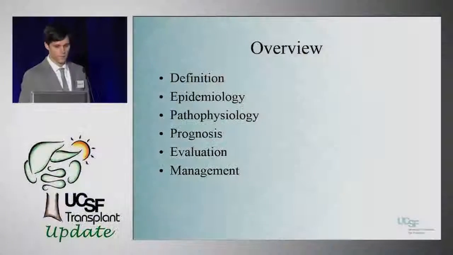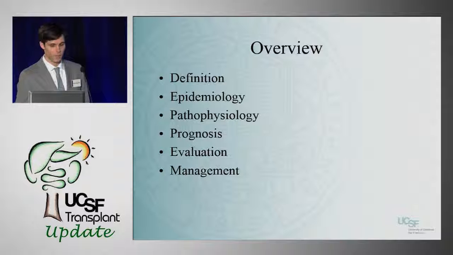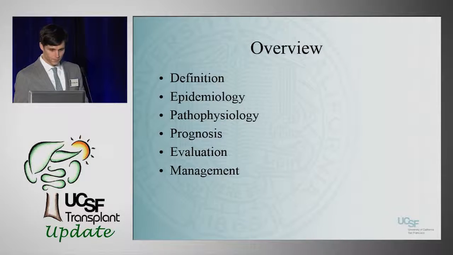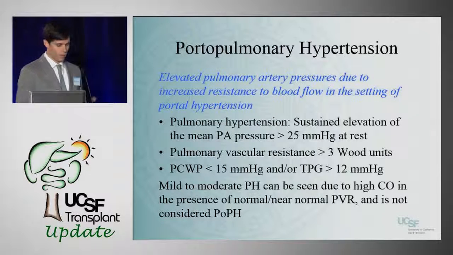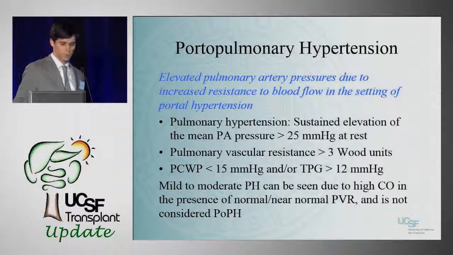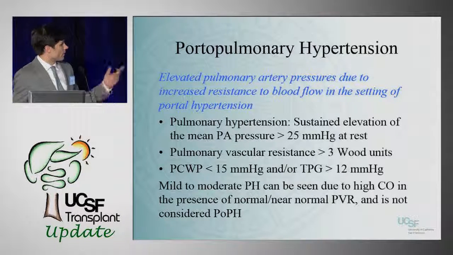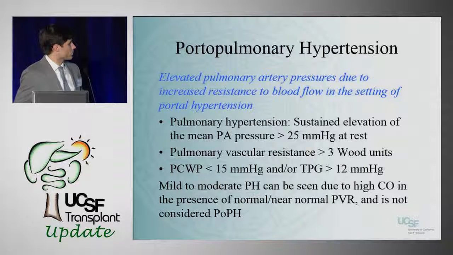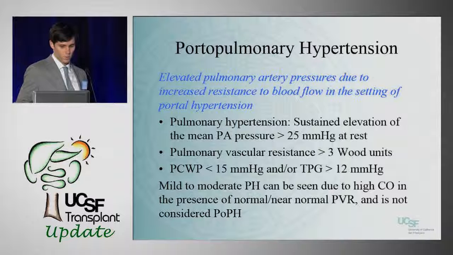I'm glad this topic is included today, because we work a lot with the hepatologists at UCSF on kind of co-managing these patients and achieving the best outcomes. Here's the overview for today. So if there's one thing to take home from today, it's what is portopulmonary hypertension. And the part that's in blue, the elevated PA pressures due to increased resistance to blood flow in the setting of portal hypertension is really important. It's a disease of the pulmonary arteries, not just high PA pressures.